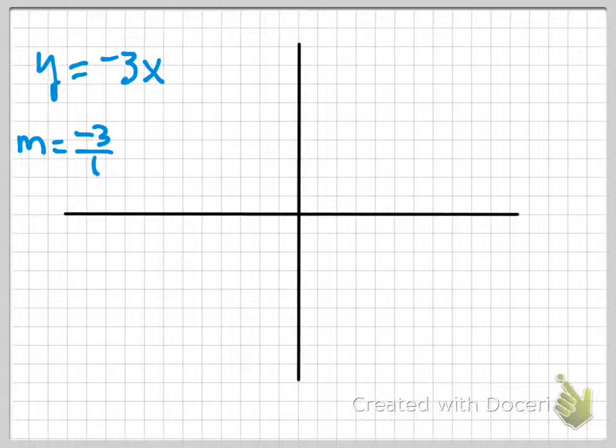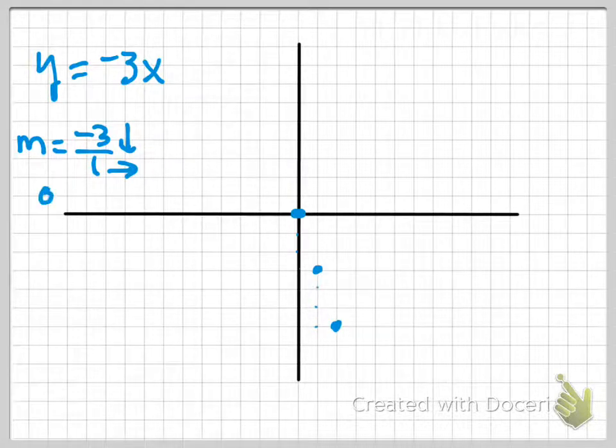The slope is negative 3. Now that tells me I'm going to go down 3 and 1 to the right. So 1, 2, 3 down, and then 1 to the right, place my dot. 1, 2, 3 down, and 1 to the right, place my dot.